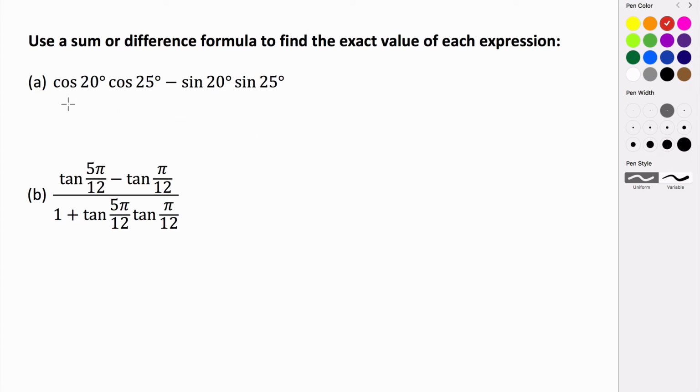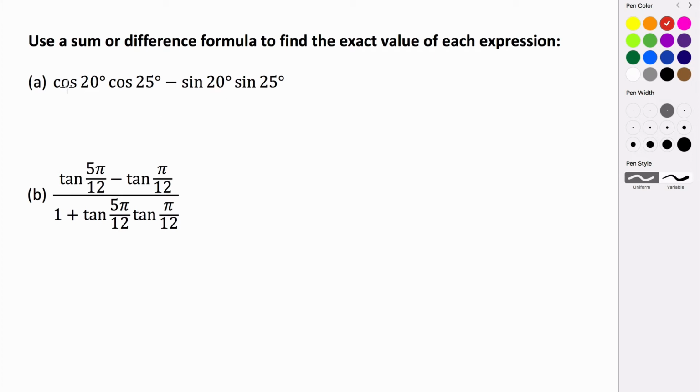In this example, we are given a sum or difference already expressed in the formula, and we need to try and work backwards to find the exact value of that measure. Because if we tried to evaluate the cosine of 20 or cosine of 25, we don't know these measures, so we can't really use the sum or difference formula for the cosine.